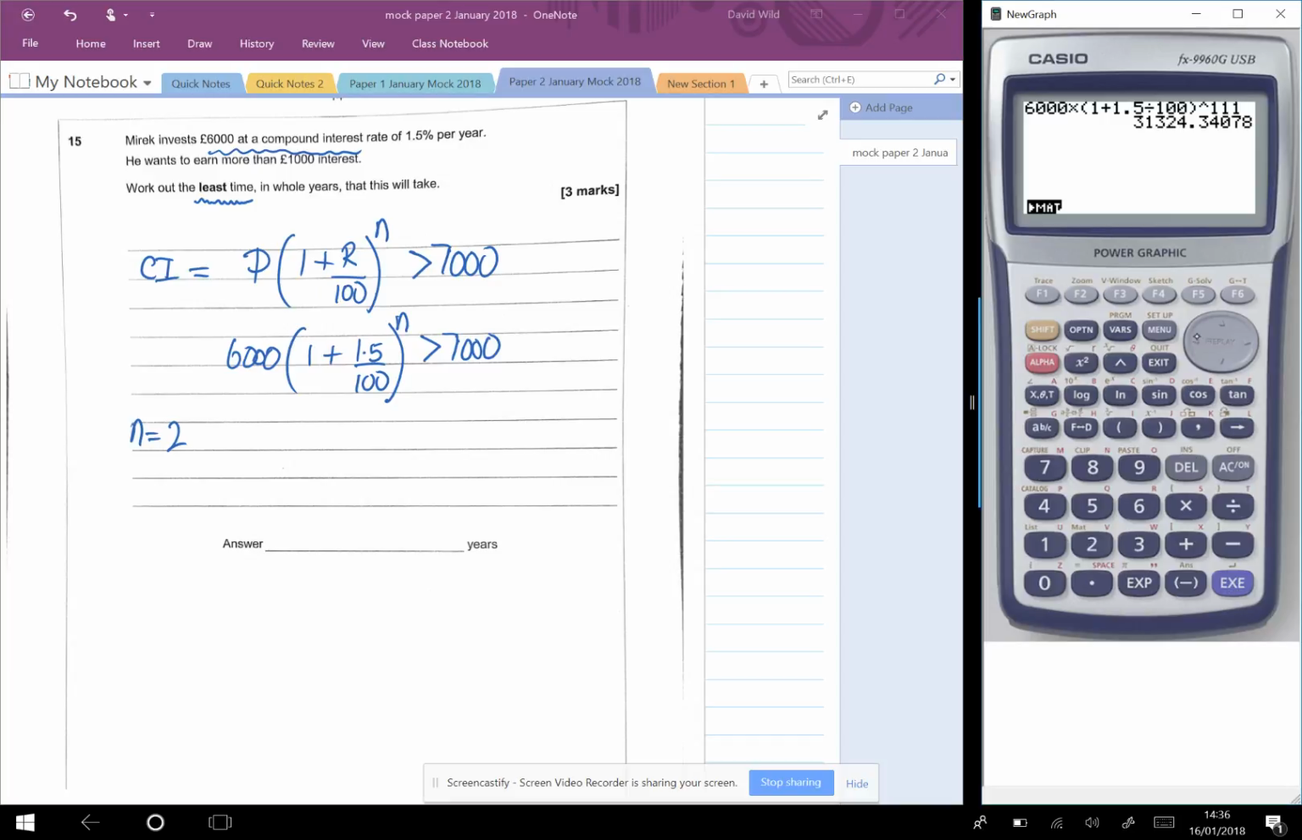Oops, I did 111 years. Yeah, can you see that's now changed over to being greater than 7,000? So it's earned more than £1,000. So start with 6,000. Now I've got 7,067. So the least time we want is 11 years.